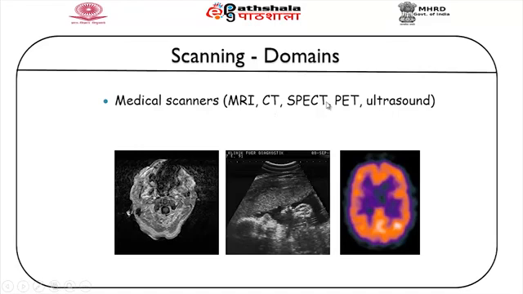These are certain kinds of scanners that are helpful to scan the inner regions or interiors of the body, and we can see that there are various visual structures being produced here. So these are certain examples of scanning domains.